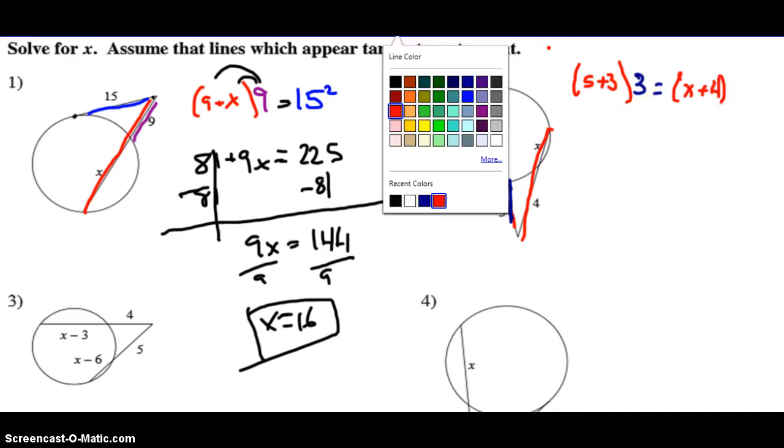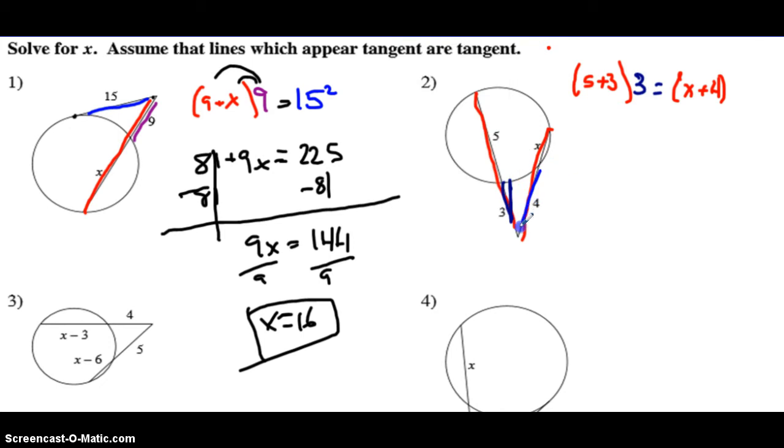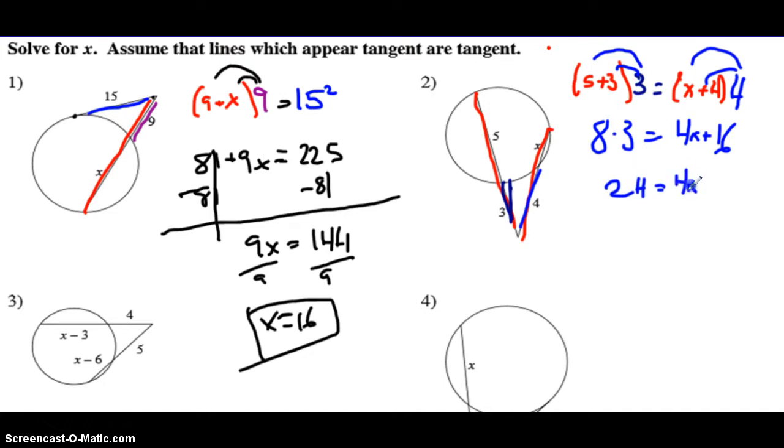times the outside, which is right here. So this is times 4. This is just algebra from here, so you guys can figure it out, but I'll just tell you: you add this, you just get 8 times 3 equals, distribute this, 4x plus 16, and 24 equals 4x plus 16, and I'll let you solve from here. That's all you. Okay, let's go on to the next problem.